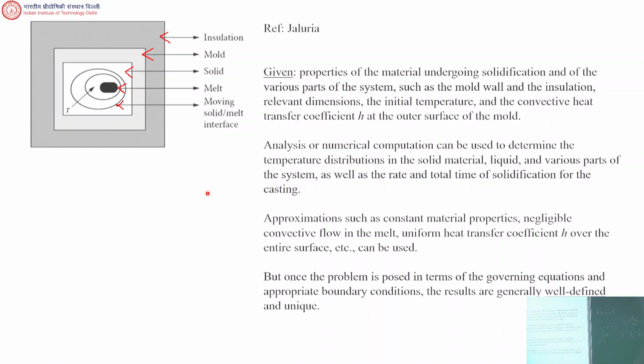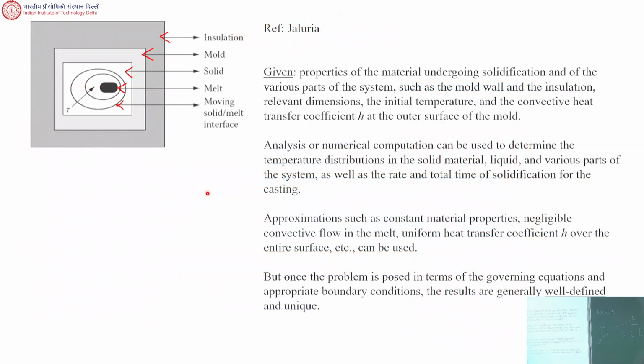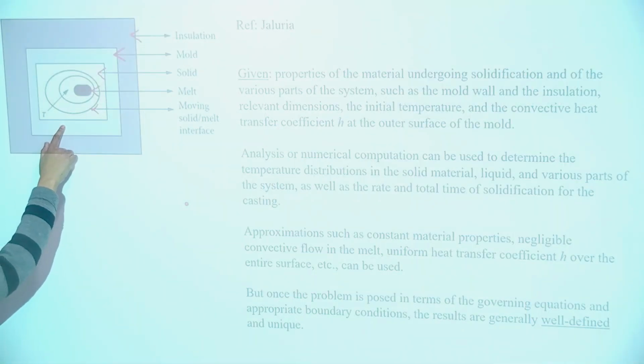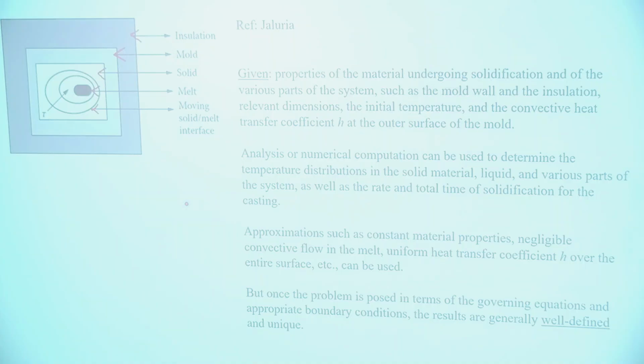Let's take another example. This is an example of molten metal solidification. You can see this is an insulation. Okay, this one is the mold, right? And in that you pour molten metal, so the molten metal will solidify.